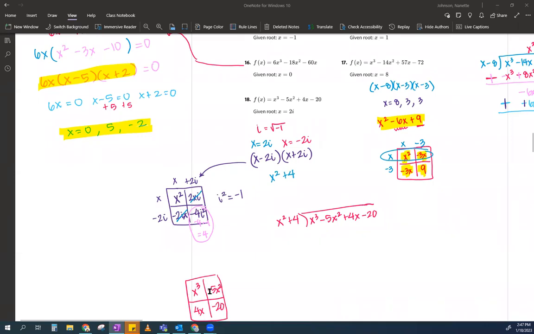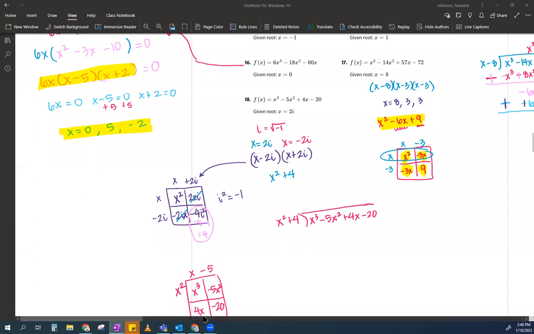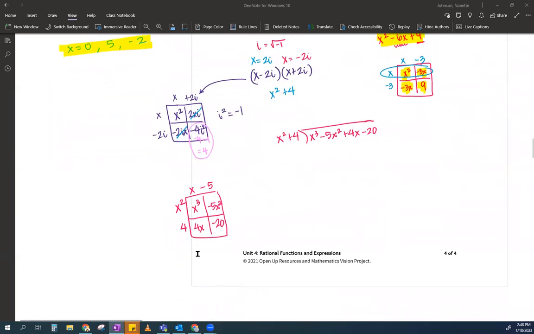What's the biggest thing you could take out of both of these? What's the greatest common factor between x cubed and negative 5x squared? Yeah, x squared. Very good. Now place who is missing. x squared times what gives me x cubed? x. x squared times what gives me negative 5x squared? Minus 5. x times what gives me 4x? 4. Is 4 times negative 5 really negative 20? And you guys are like, yeah.